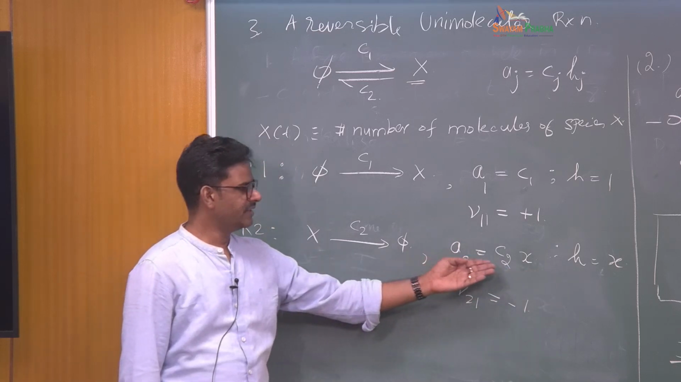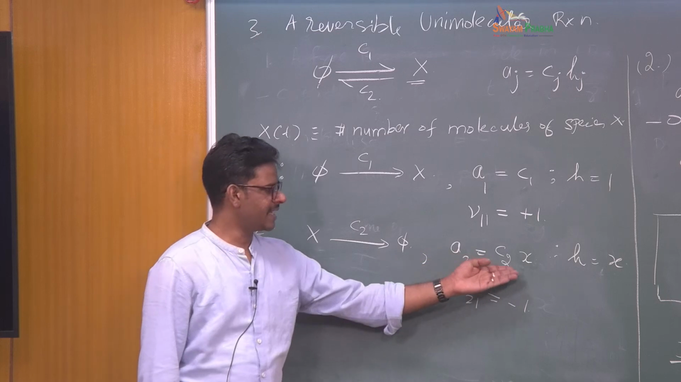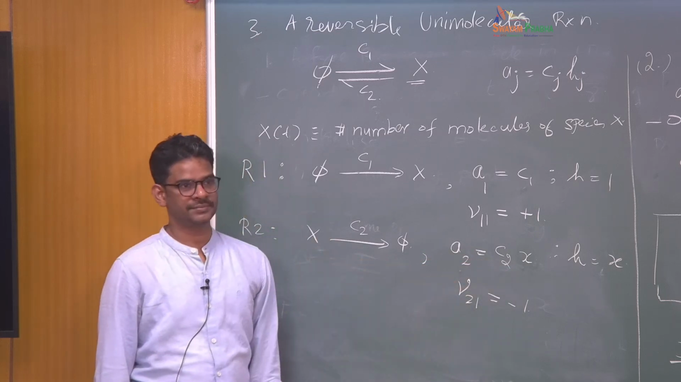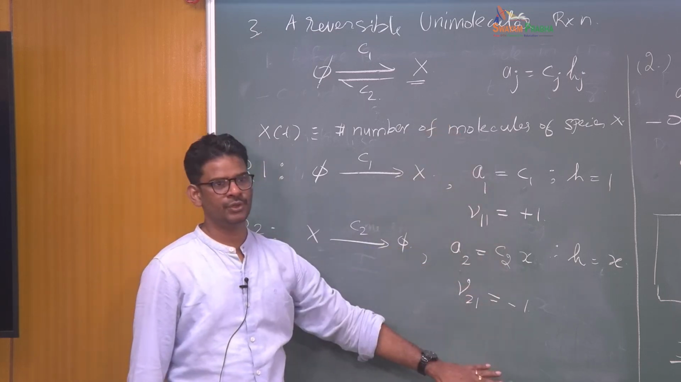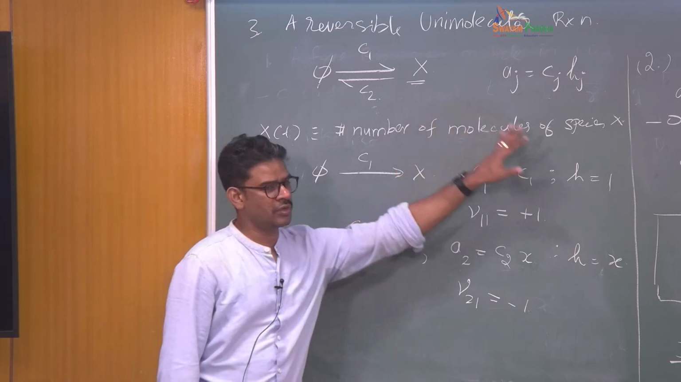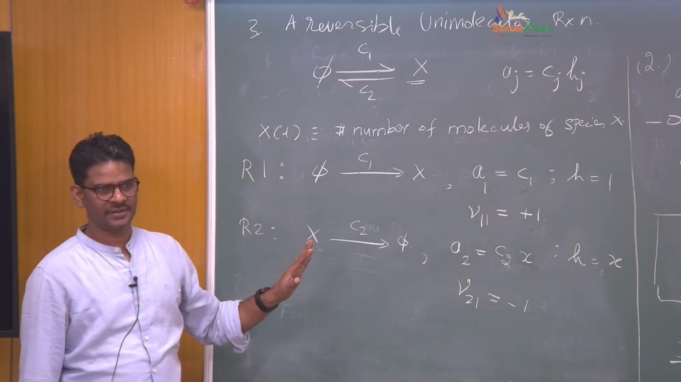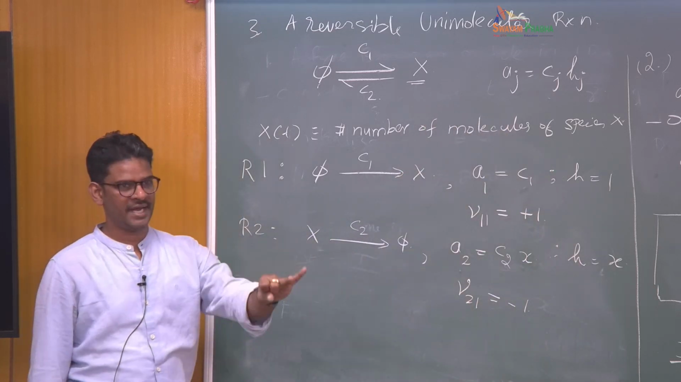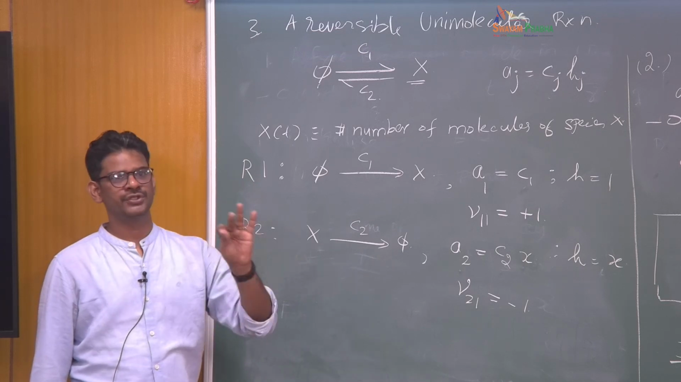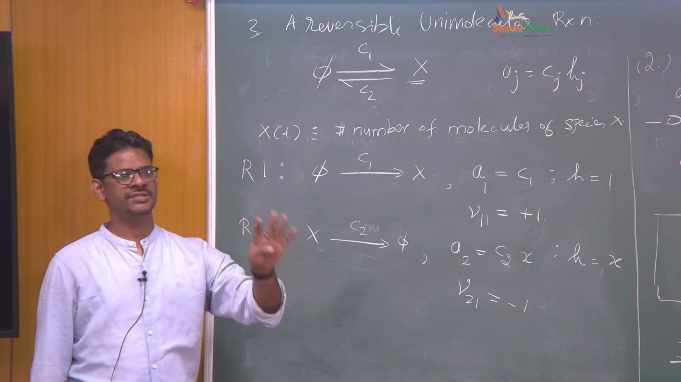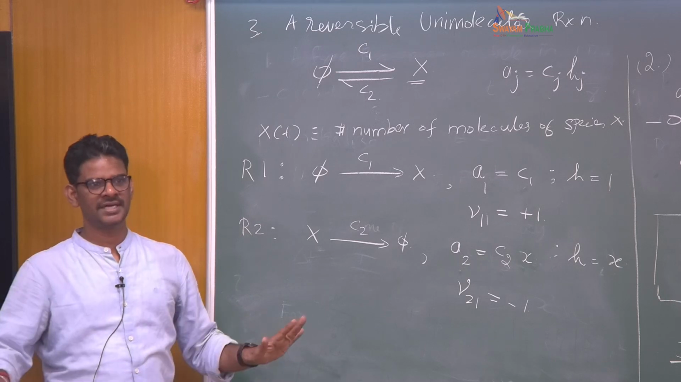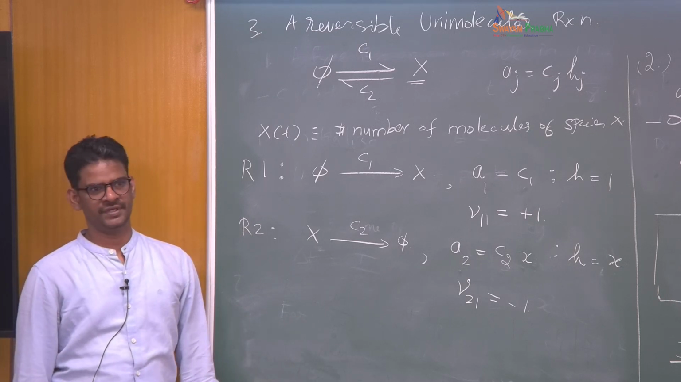Now what happens when this reaction happens? When this reaction happens, my X decreases by 1 because I am assuming they are all unimolecular reactions. So this now completes everything. Number of species is known, number of reactions are known, propensity functions for the reactions are known, and the state change variables for the reactions are known. That basically completes my specification.